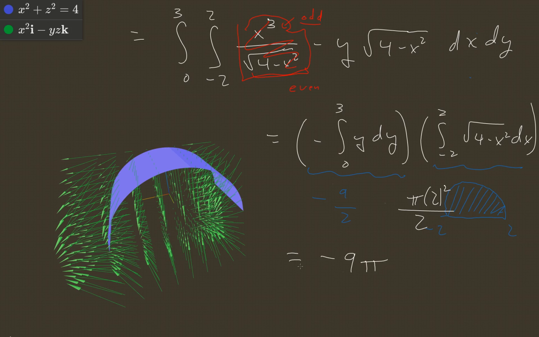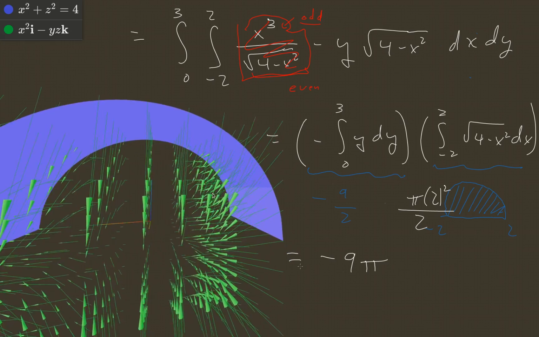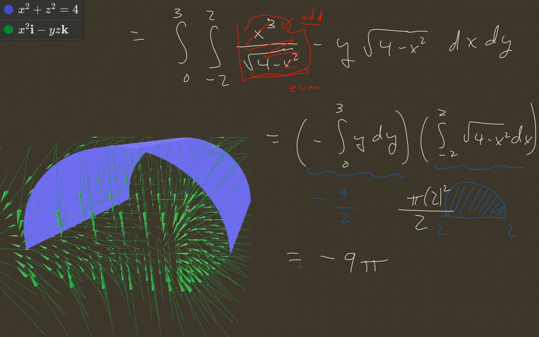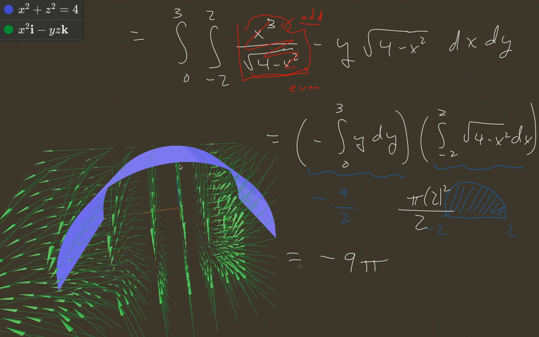And we should expect the negative, because if you look at this picture, it looks like if this were a fluid, it's flowing not outward of the cylinder. It looks like it's flowing inwards to the cylinder. But we picked our normal direction to be outward of the cylinder, so this is why we're seeing a negative sign here.